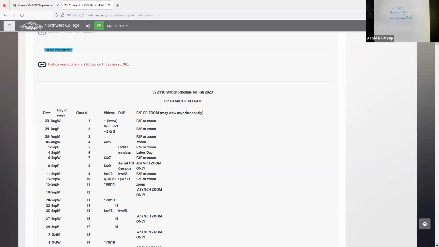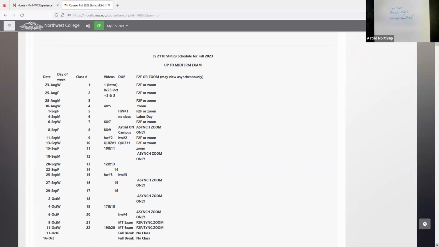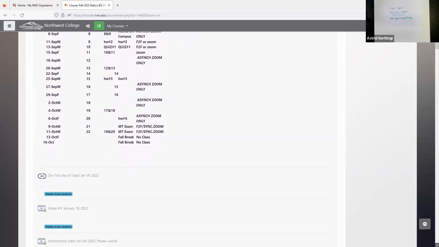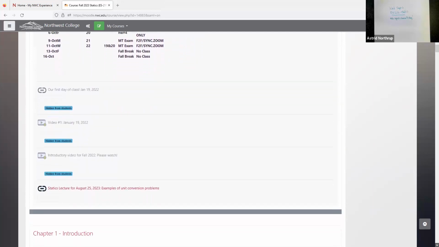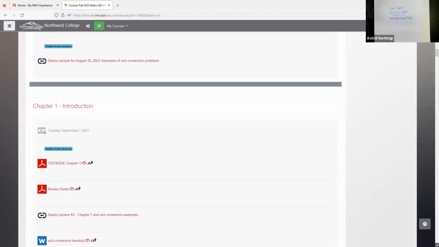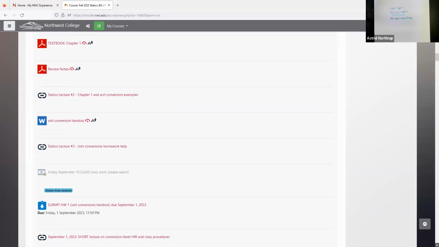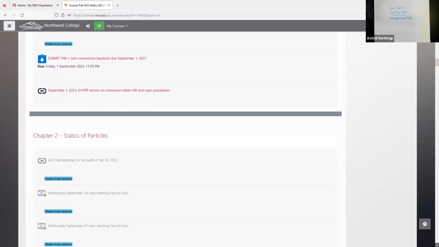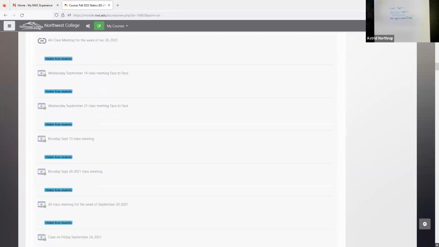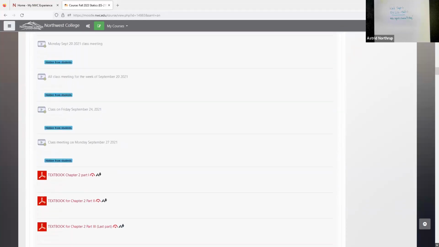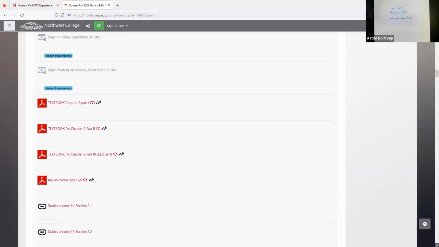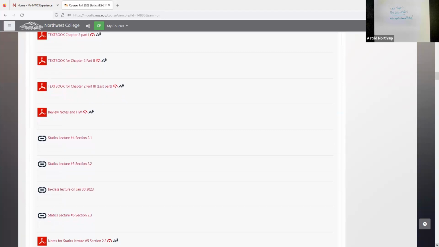And homework 2 will be due, which will cover the first 2 chapters. And then quiz number 1 will be due on Wednesday. Now remember, the homework is just hand in through Moodle, like we did with the conversion factor handout. And on chapter 2, which is about the statics of particles, all of your textbook is available to you, and you've got the lectures to watch.